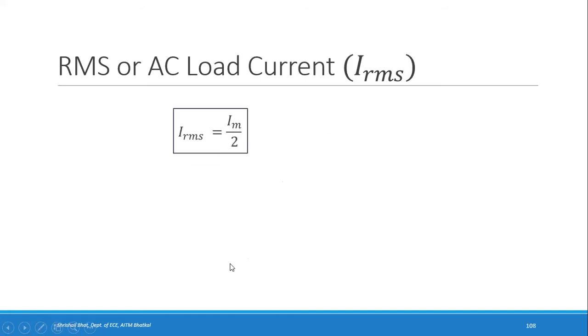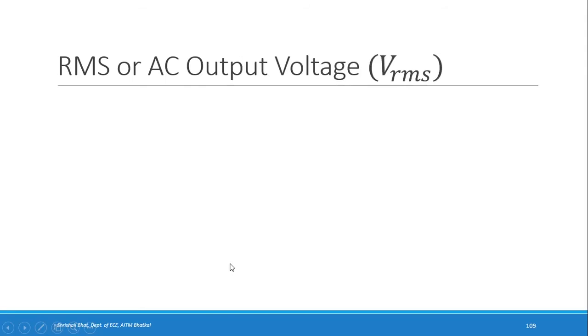So this is the value of RMS value or AC value of the load current. IRMS is Im by 2. That means it is half of the peak value. So based on this IRMS, you can next find VRMS, that is RMS or AC value of the output voltage.